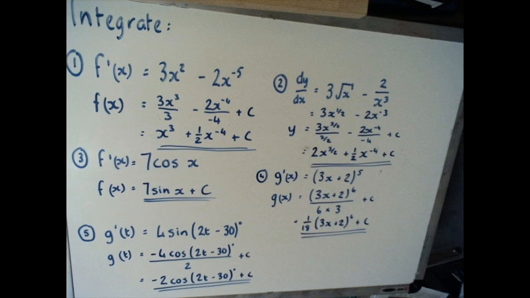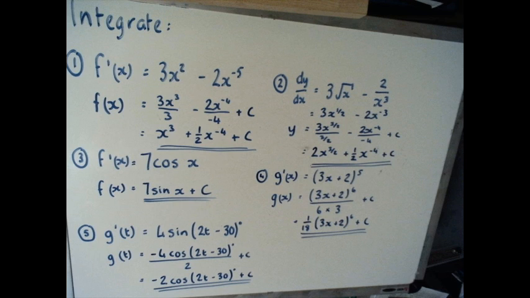Okay, so here are the answers to the 5 starter questions. Hopefully you remembered that in question number 1, where we have a function in polynomial form, our rule for integration is power up by 1 and divide by the new power. And then remember, each time we integrate, a constant of integration needs to appear.